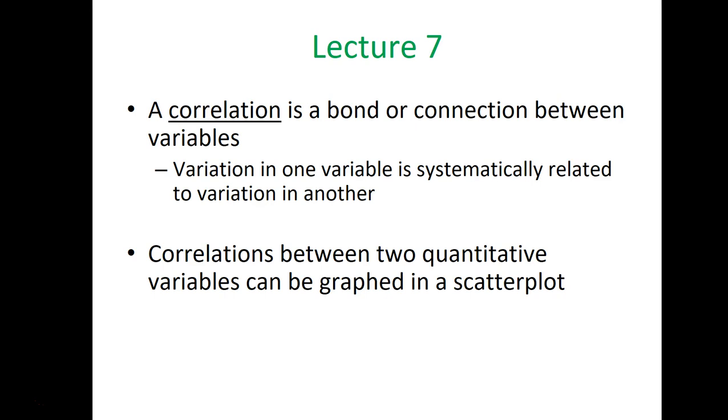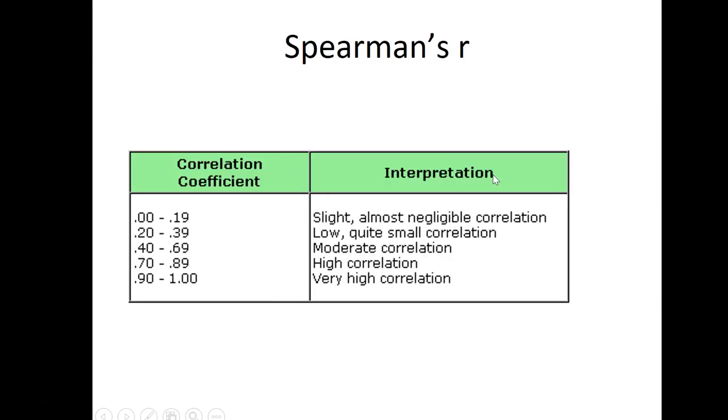With a continuous variable, we're talking of things like age or height or income or weight. And we're looking at correlations between those. We can't do 2x2 tables for continuous variables, but we can compute a correlation. And if we do that, we can compute something called Spearman's rho or Spearman's R. This is our coefficient of correlation.